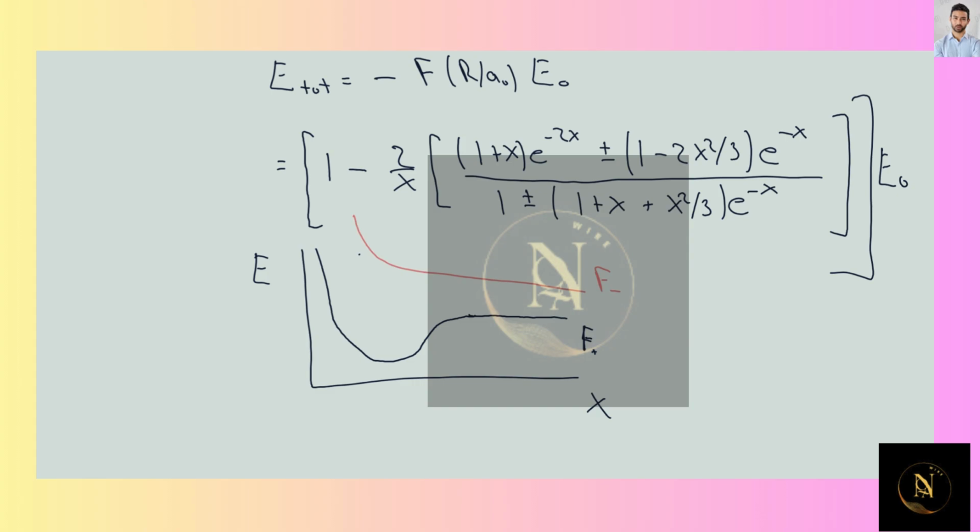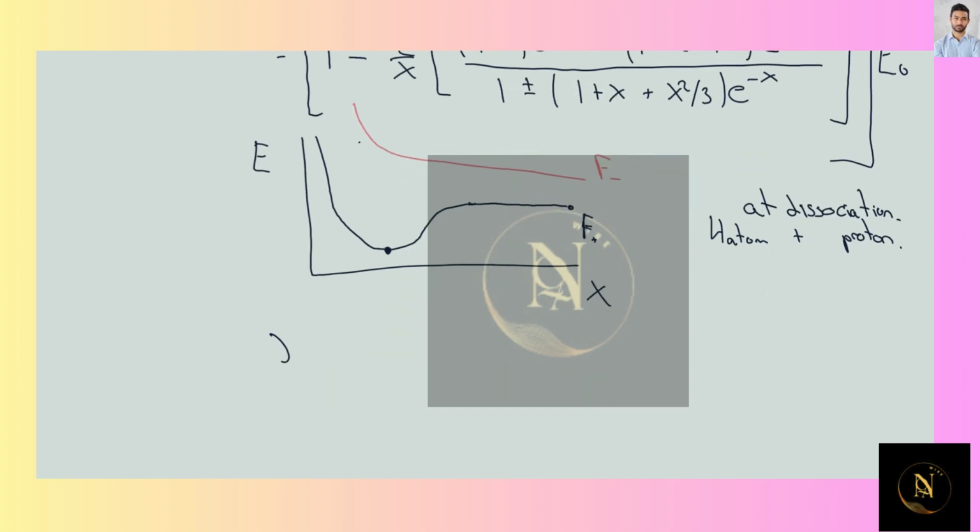Now, in order to find the bond dissociation energy, what we need to take is the difference between the minimum and the energy corresponding to r equal to infinity. At r equal infinity, what essentially we're going to have is a hydrogen atom plus a proton at dissociation. And in order to find the minimum, what we need to do is to take the derivative of our energy with respect to this value of x, and this derivative needs to be equal to 0.